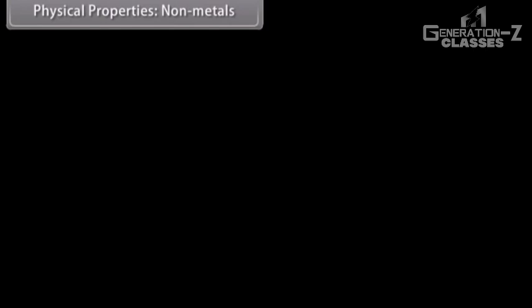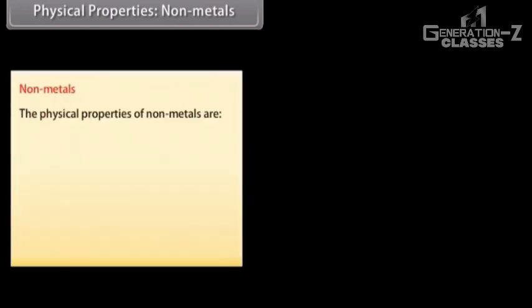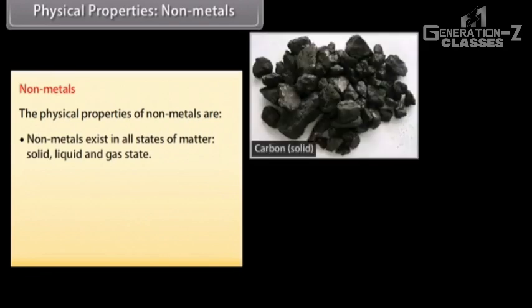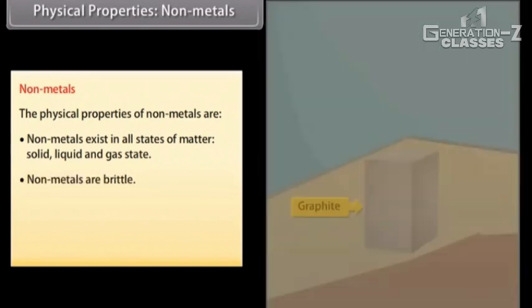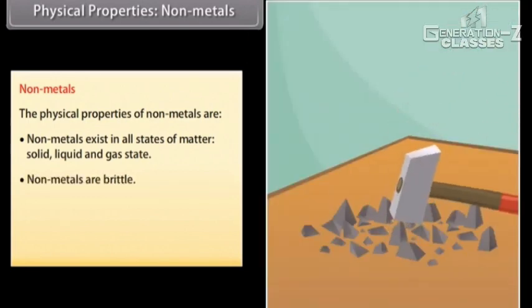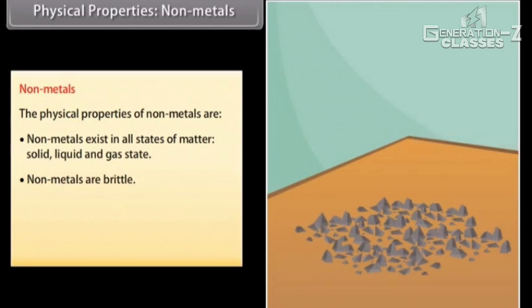Physical properties. Non-metals. Let us now look at the physical properties of non-metals. Physical state. Non-metals exist as solid, liquid, or gaseous in state at room temperature. Gas: oxygen, chlorine, fluorine; liquid: bromine; and solid: carbon. Non-malleable and non-ductile. Non-metals are brittle and cannot be rolled into wires or beaten into sheets.